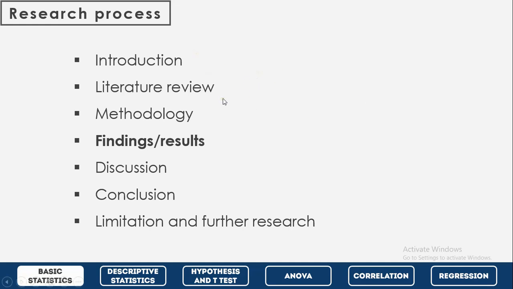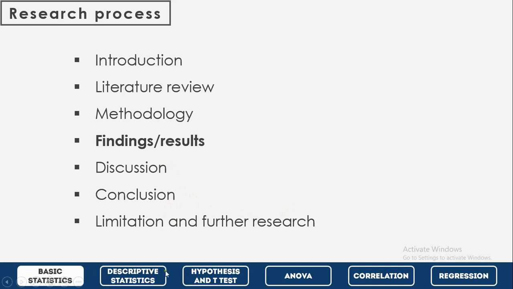Then we write the literature review, the related past studies. Then we describe the research method, where we describe how we have conducted our study. Then comes the findings or results chapter, in which basically we include the results from the data analysis, and we will be dealing with this chapter in this course basically. Then comes the discussion chapter, where we compare our findings with other previous studies. Then comes the conclusion, limitations, and other research.